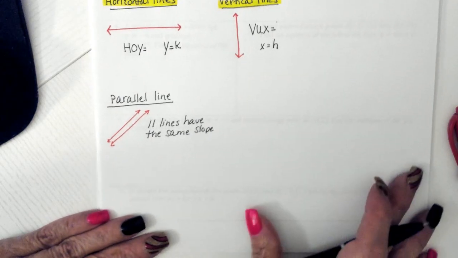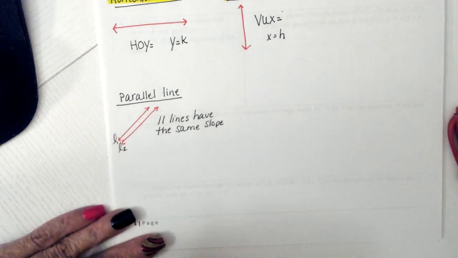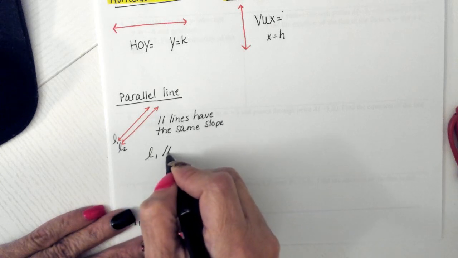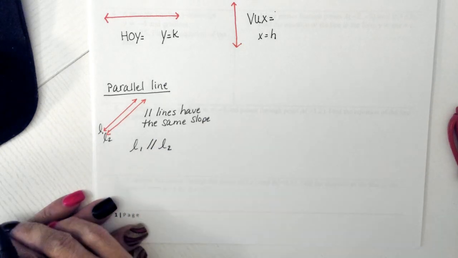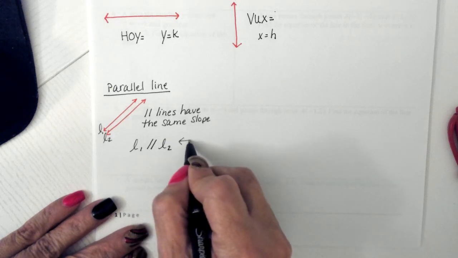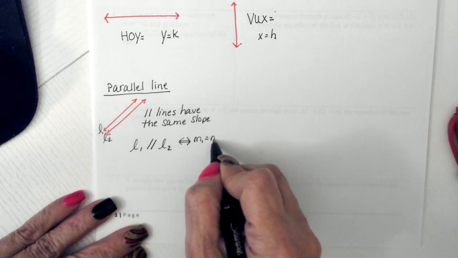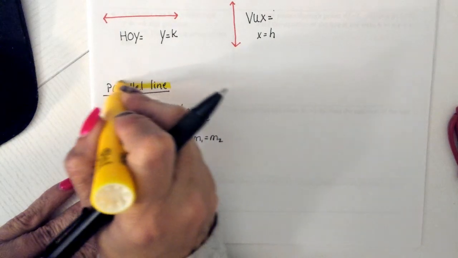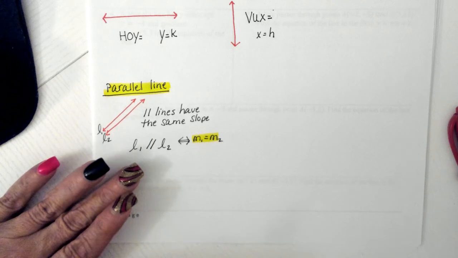Okay, so let's say that this is line 1 and this is line 2. If the lines are parallel, I would say line 1 and then you put 2 slash marks to show parallel to line 2. If the lines are parallel, that implies that the slope of 1 equals the slope of 2. So for parallel lines, the big takeaway is that parallel lines have the same slope.